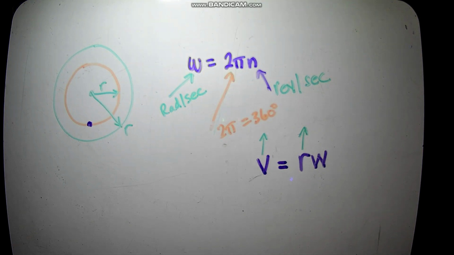So notice in the diagram we have two different radiuses. We have a small radius in the center, and we have a larger radius from the center all the way to the outside green circle. Notice that the outer green circle will have a higher V than the inner orange circle. So this is where the formula comes in. V is equal to Rω. If we increase the radius, we will increase the circumferential velocity.